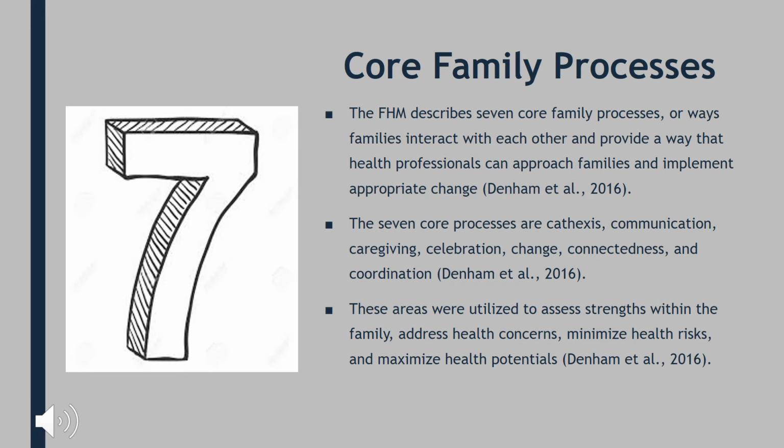The family health model describes 7 core family processes, or ways that families interact with each other, and they help provide a way that health professionals can approach families to implement change. The 7 core processes are cathexis, communication, caregiving, celebration, change, connectedness, and coordination. These areas were utilized to assess strengths within the family, address health concerns, minimize health risks, and maximize health potentials.